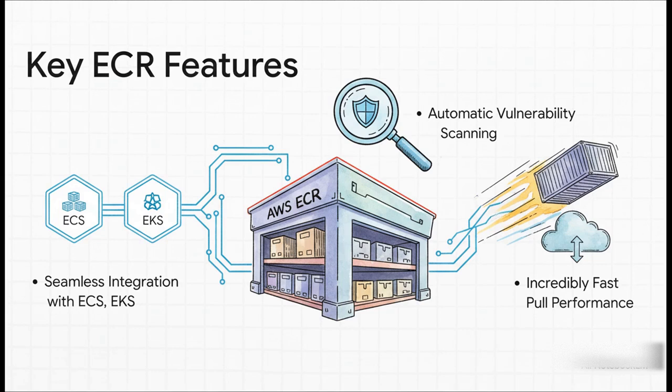But here's the magic of ECR. It's not just a storage locker. It's deeply woven into the entire AWS ecosystem. It talks fluently with services like ECS and EKS, which makes deployments a breeze. It's also got your back on security, automatically scanning for any nasty vulnerabilities. And crucially, it's lightning fast. So when you need to scale up your app, you can pull those images in no time.